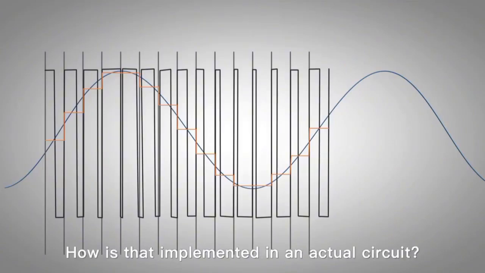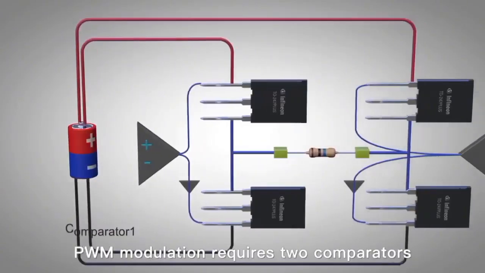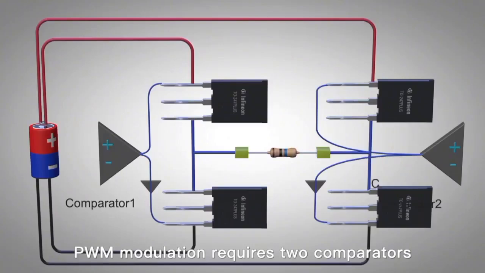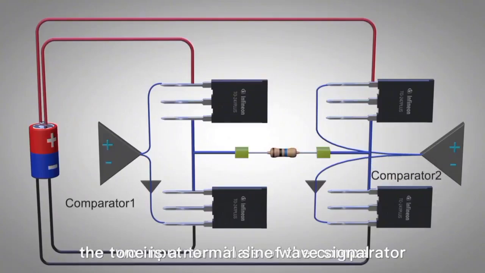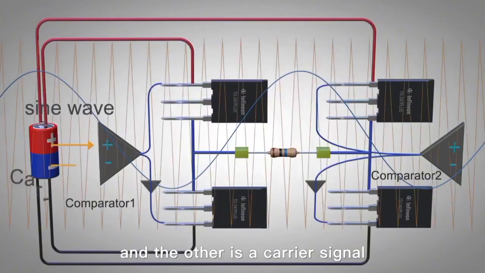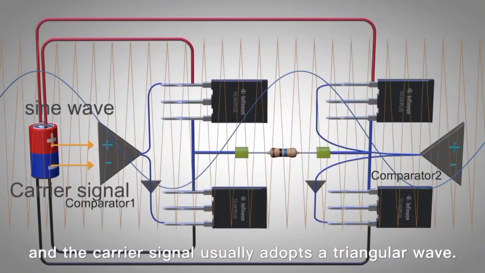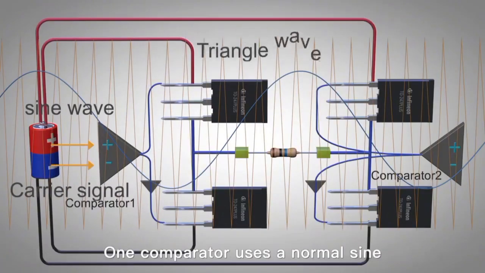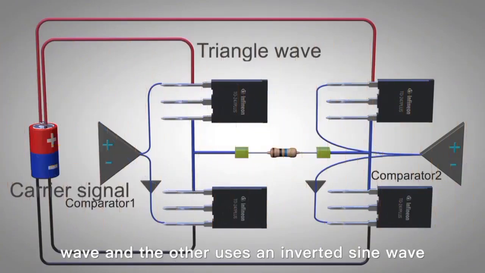How is it implemented in the actual circuit? PWM modulation requires 2 comparators. Of the 2 input terminals of the comparator, one is a normal sine wave signal, and the other is a carrier signal. The carrier signal usually uses a triangle wave. One comparator uses a normal sine wave, and the other comparator uses an inverted sine wave.